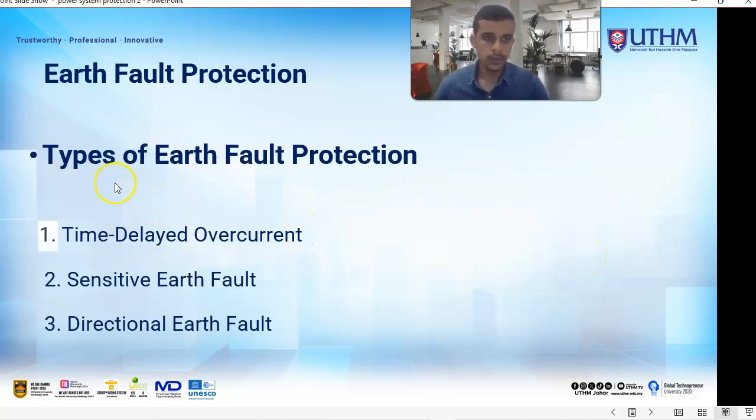So the types of earth fault protection. There are three types of earth fault protection. One, time delay overcurrent. Second, sensitive earth fault. And three, directional earth fault.